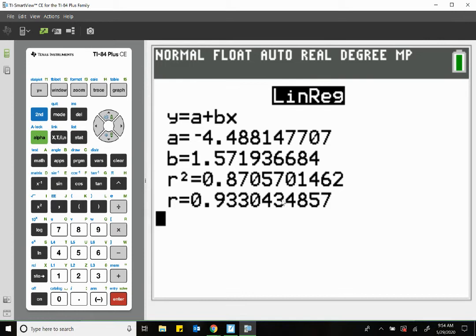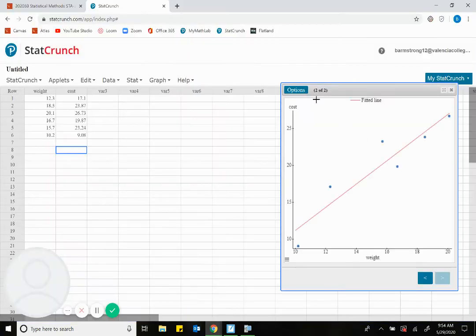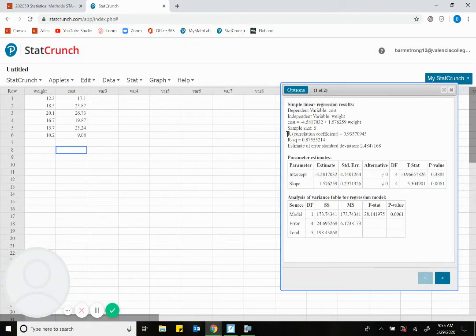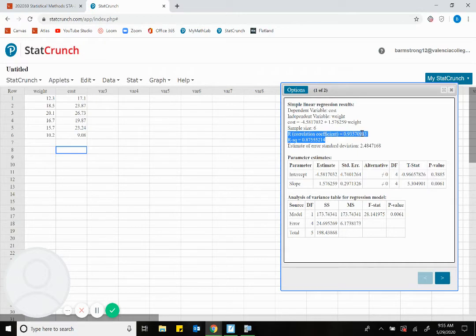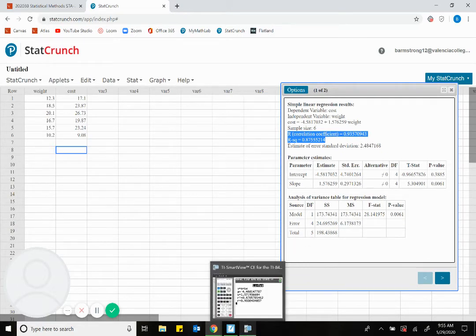So here is our R. Hey, look, there's that coefficient of determination. So here's our R. It's 0.933. Okay. And if you're in StatCrunch, there is the R, and the R squared is right below it. So their R actually was a little bit different. Uh-oh. Did I put something in wrong? Let's look at theirs.